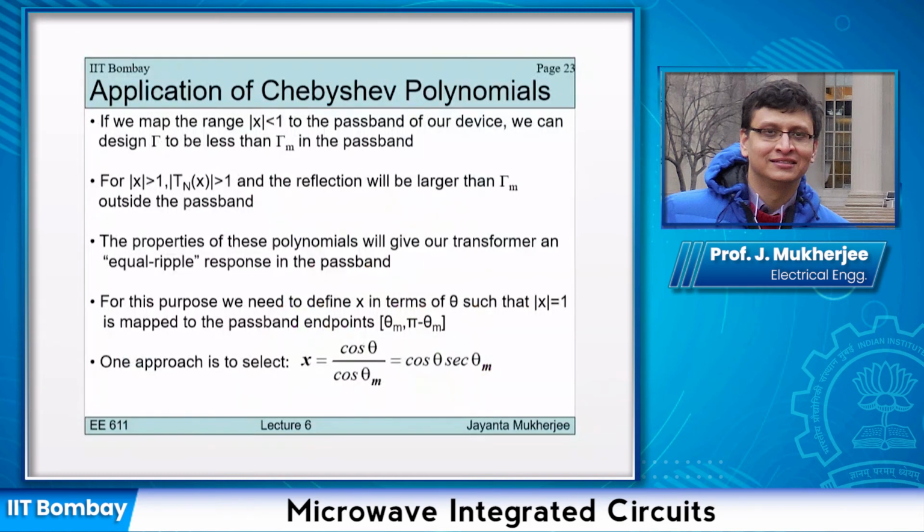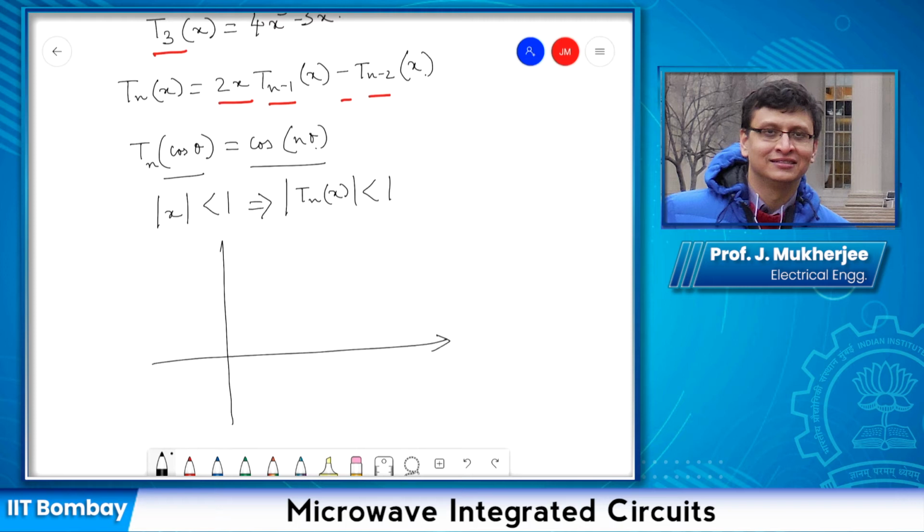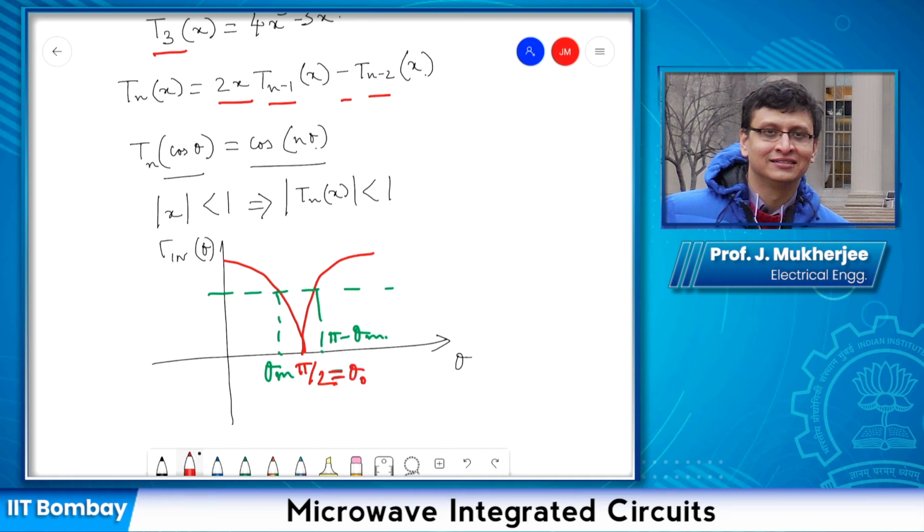So let us go back to our frequency response curve. Our frequency response curve was something like this. This is pi by 2. This is my theta m. This is pi minus theta m. This pi by 2 is also sometimes what I call theta 0. This point corresponds to mod gamma. This curve we have seen earlier also.